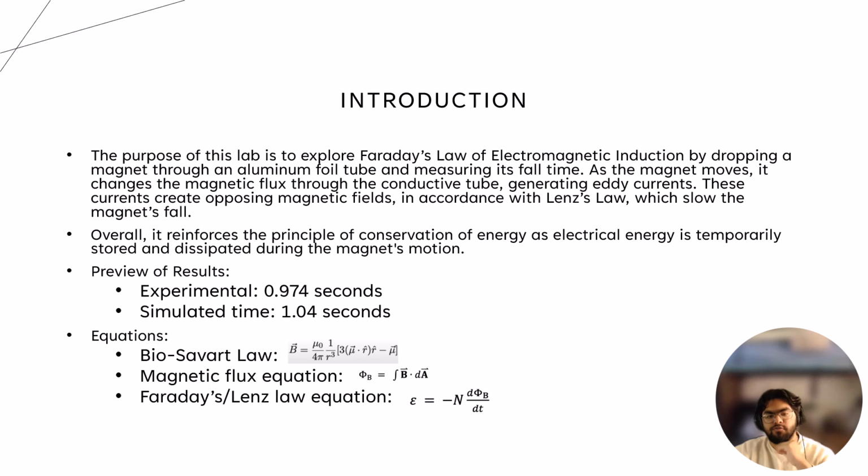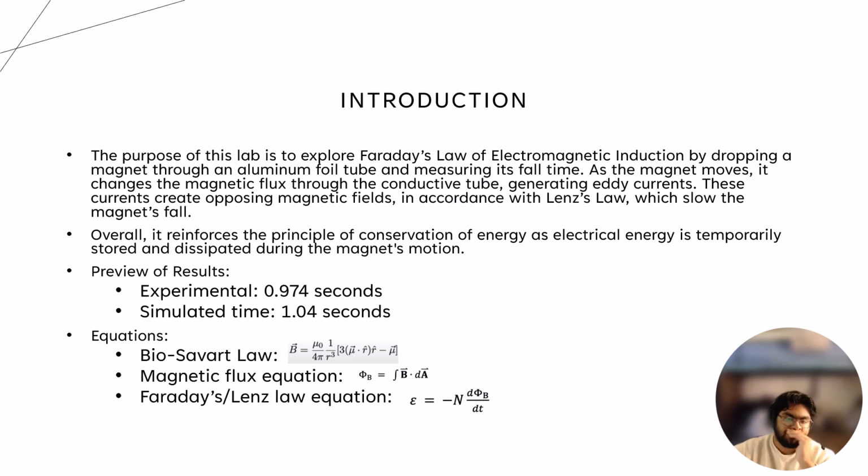As the magnet moves, it changes the magnetic flux, which causes eddy currents to occur, and those currents create magnetic fields opposing the force of gravity, slowing the magnet's fall. Overall, it reinforces the principles of conservation of energy, as electrical energy is temporarily stored and dissipated.